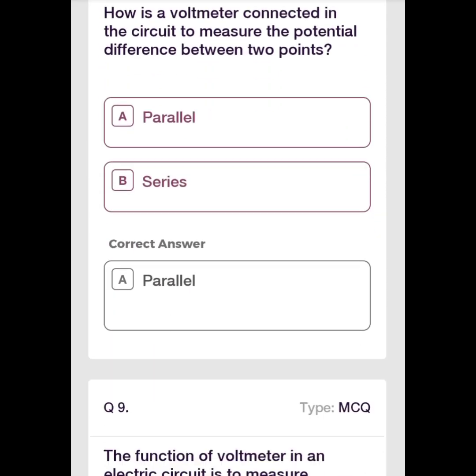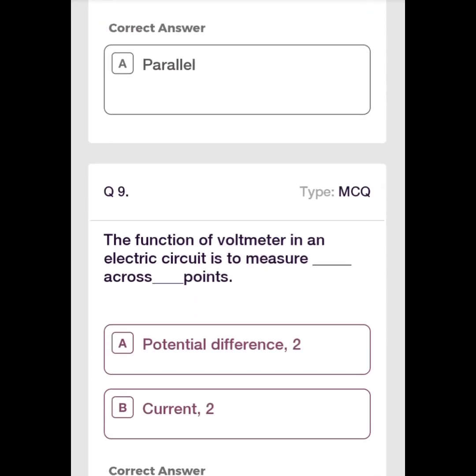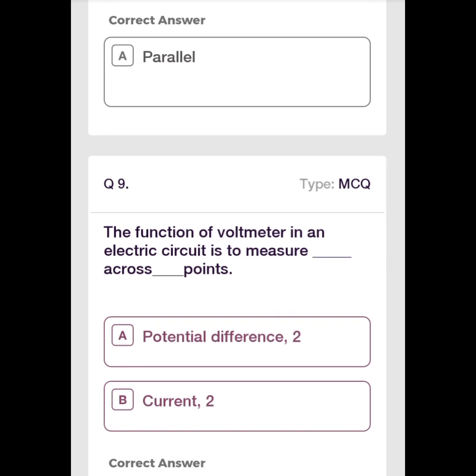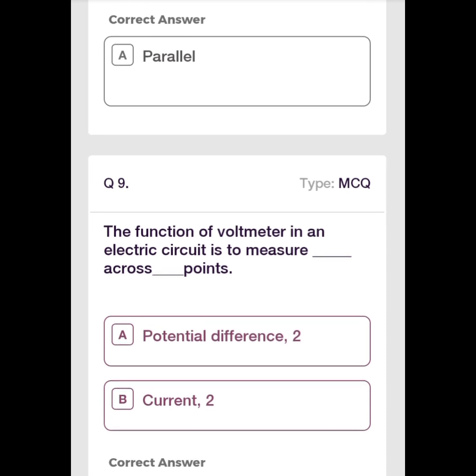Now, ninth question. The function of a voltmeter in an electric circuit. What is the function of a voltmeter? Just now we saw it will measure potential difference or voltage across how many points? 2 points. So the correct answer would be option A.